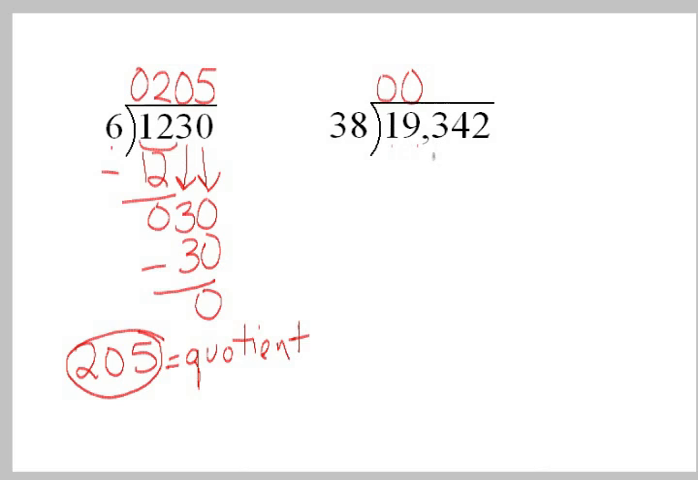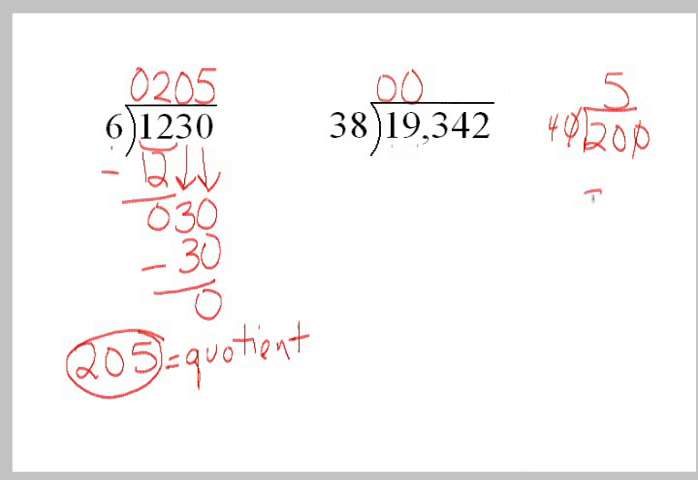Well, I don't know about you, but I don't know the multiples of 38 or the multiplication table for 38 off the top of my head. So I'm going to do some estimating. I'm going to say, well, 38 is close to 40 and 193 is close to 200. So we're thinking, how many times does 40 go into 200? Or how many times does 4 go into 20? Well, 5. So 5 is a good place to start.